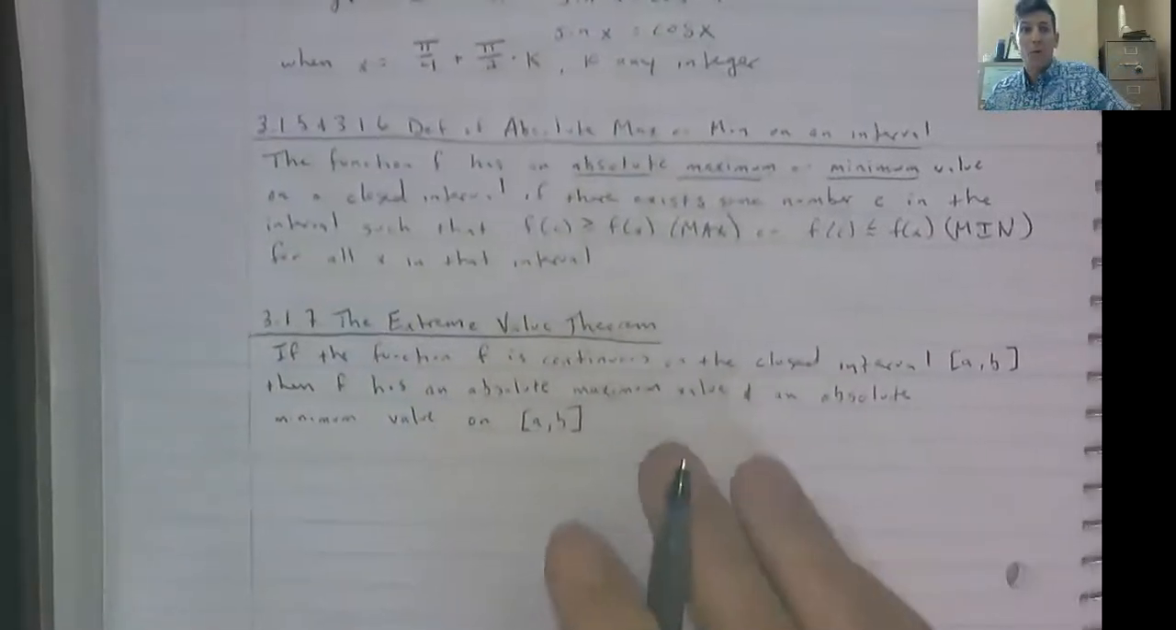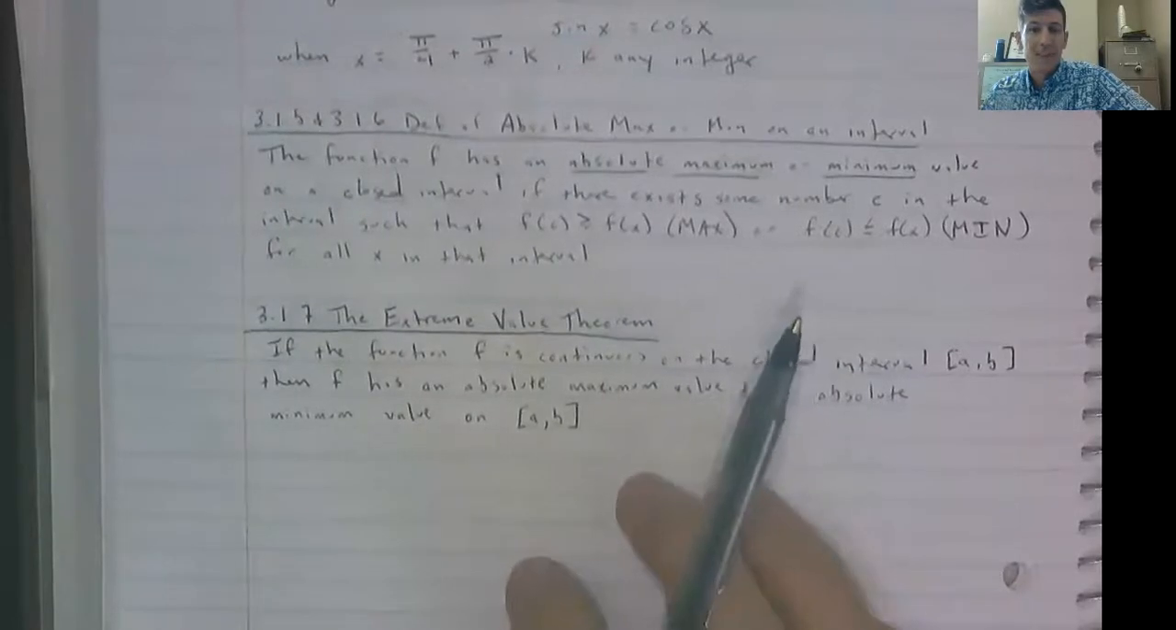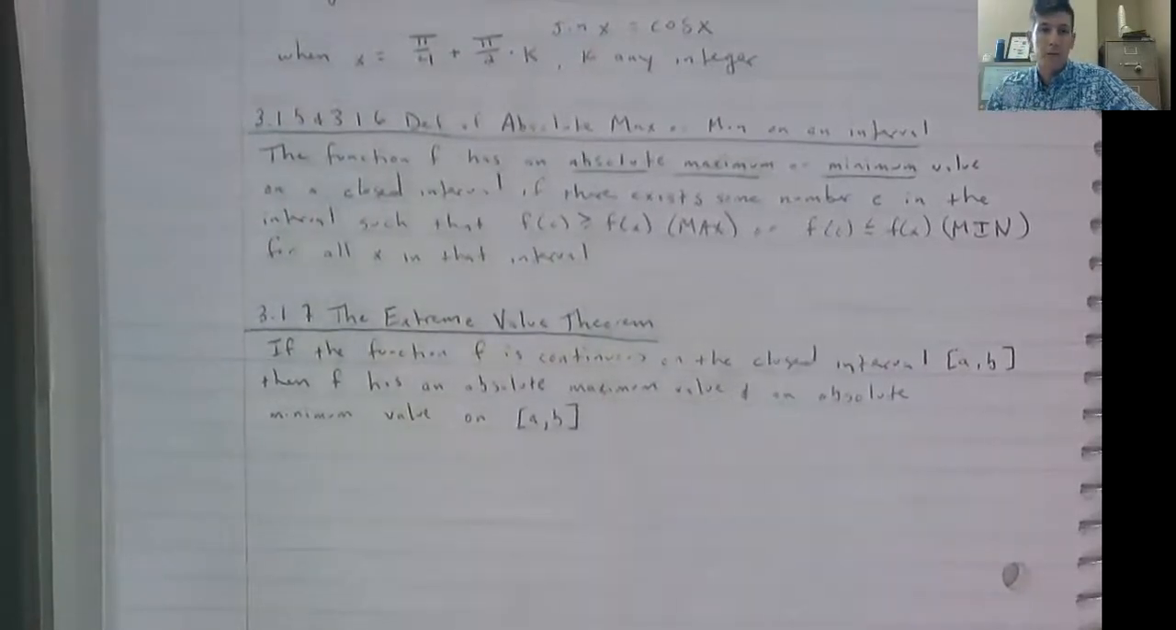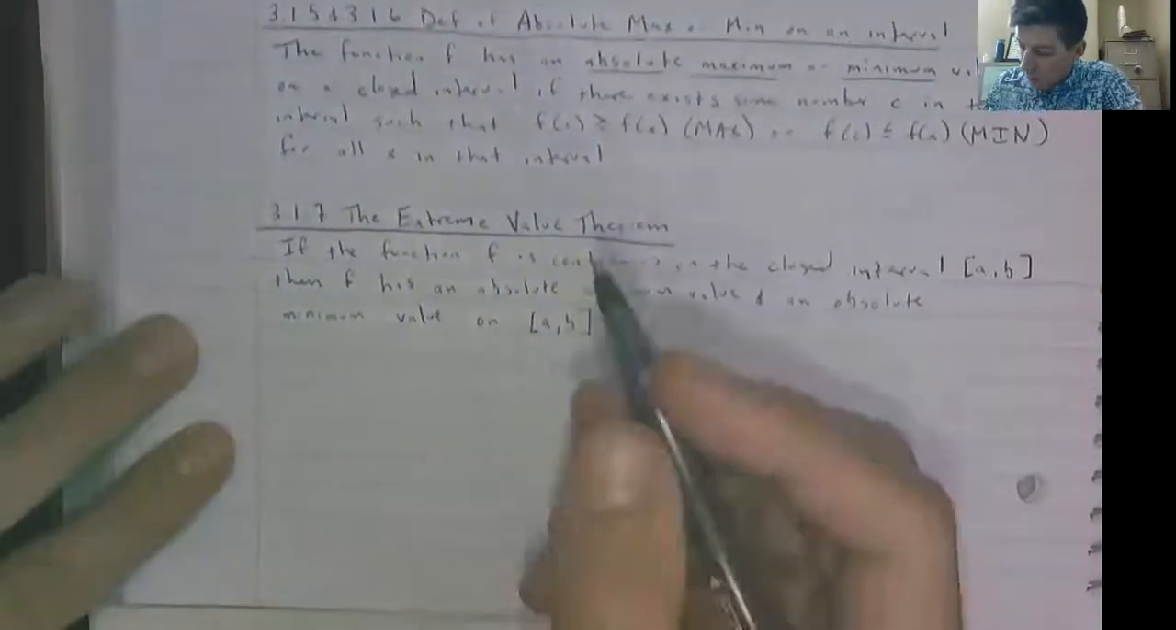Seems like a pretty bold thing to say. So you're saying that they have to be there? Yes. If it is a closed interval and you have a continuous function, somewhere on that interval, there is an absolute maximum where no other value on that interval is more than it, and there is an absolute minimum where no other value on that interval is less than that value. Okay. And so visually, you can kind of picture this.